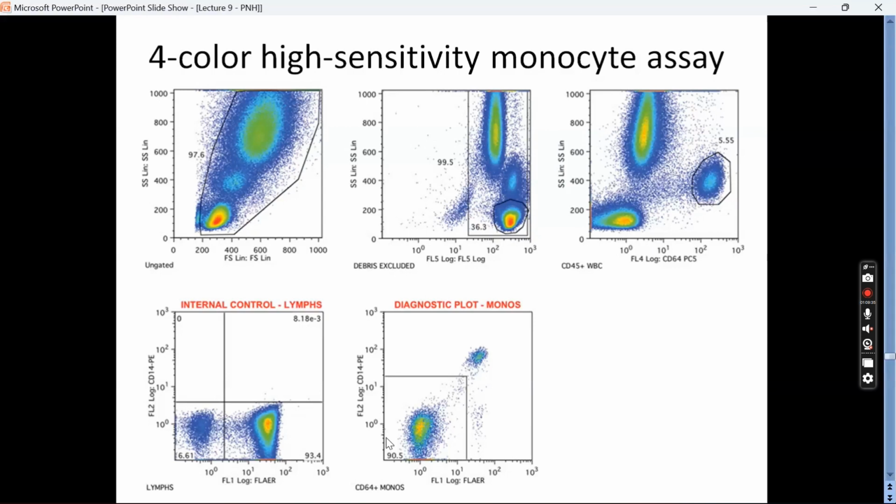Or 2 PNH markers. You should not use 1 PNH marker to detect the PNH clone. That is wrong. That is away from the guidelines.